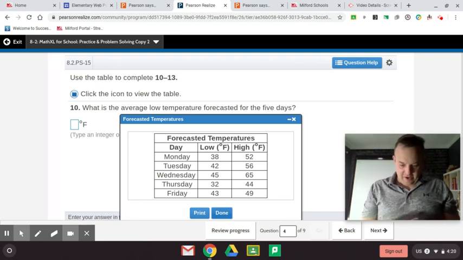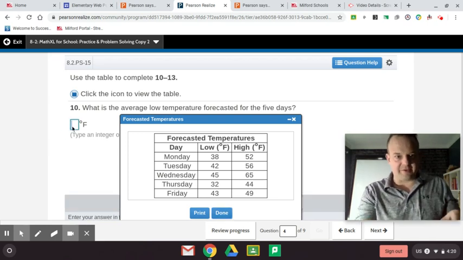So we have 38 plus 42 plus 45 plus 32 plus 43. That all equals 200 in my case. And then I'm going to divide by 5. And that's 40. So the average for me is 40.